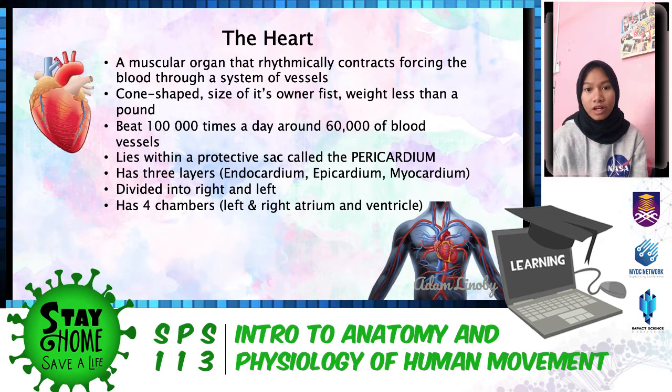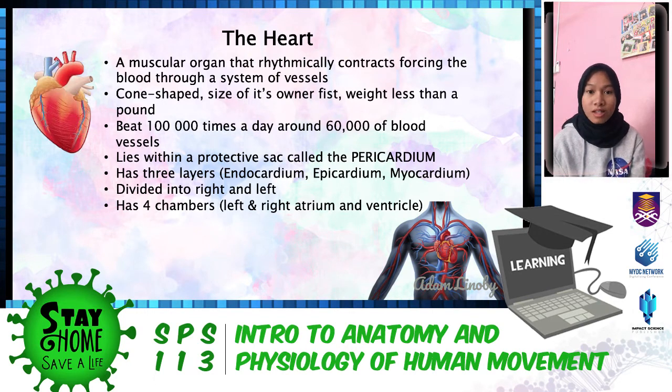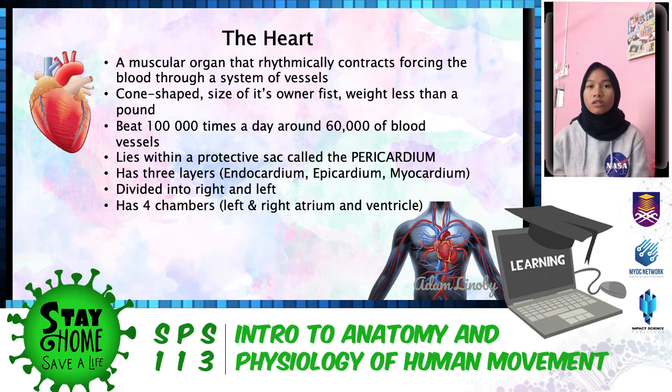Next, I will explain about the heart. The heart is a hollow muscular organ that rhythmically contracts, forcing the blood through the blood vessels. The heart is cone-shaped, and its size is about like a fist. The weight is less than a pound, and it beats over 100,000 times a day to pump blood around the body for about 60,000 miles of blood vessels. The heart lies within a protective sac called the pericardium, which has a protective membrane surrounding it.